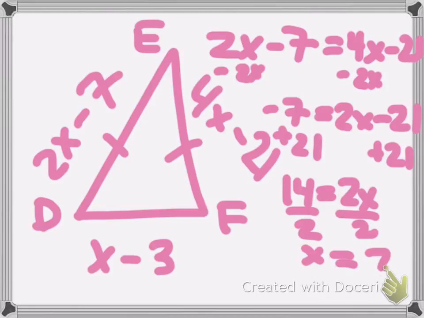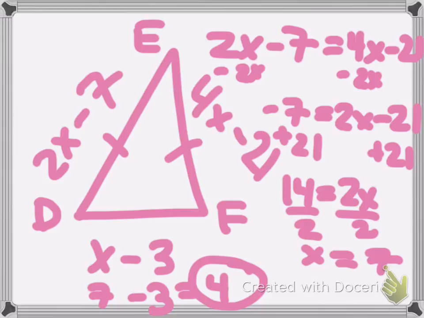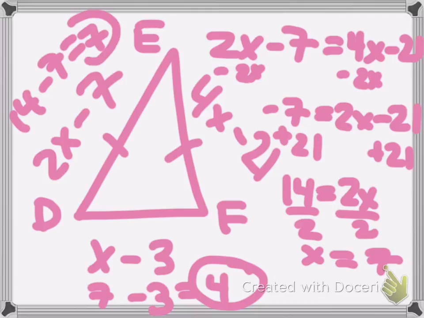So x would be 7, and then I would plug in each of the values for x into each side, and I should get two of them to be the same value and the third one to be different. So if I do the bottom one, I have 7 minus 3, so that means DF is 4. Then if I plug in 7 for DE, I would have 2 times 7 is 14, so 14 minus 7 gives me 7. And since that's the same side length as the one next to it, this would also be 7. So those would be our three side lengths.